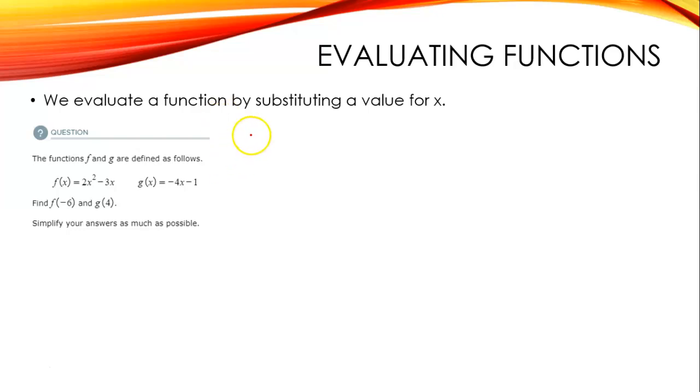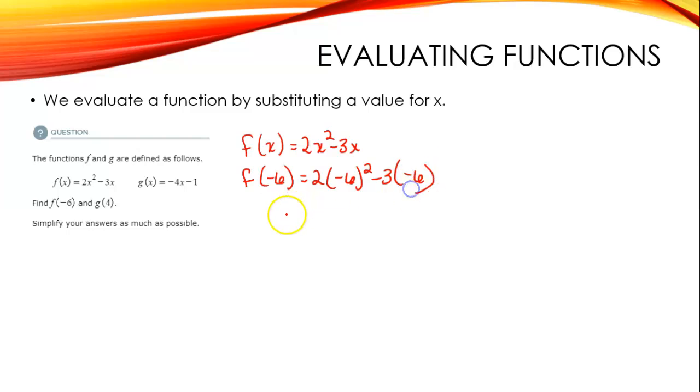Welcome back. For f of negative 6, you should have used f of x equal to 2x squared minus 3x, and you should have replaced x with negative 6. Don't forget to substitute into your parentheses. That'll help you make fewer negative and squaring errors. Negative 6 squared is positive 36. 2 times 36 is 72. Negative 3 times negative 6 is positive 18. 72 plus 18 is 90. So you should have gotten 90 for that one.